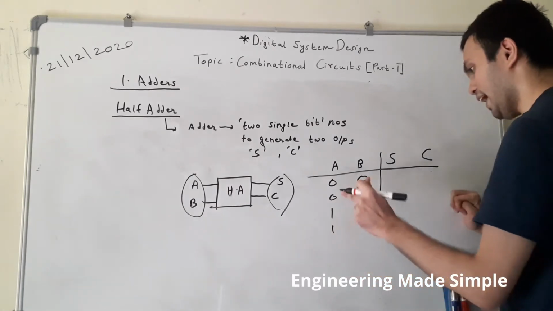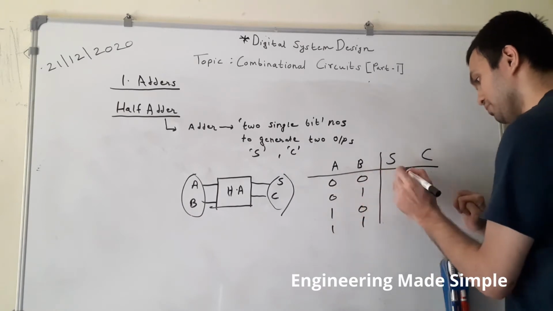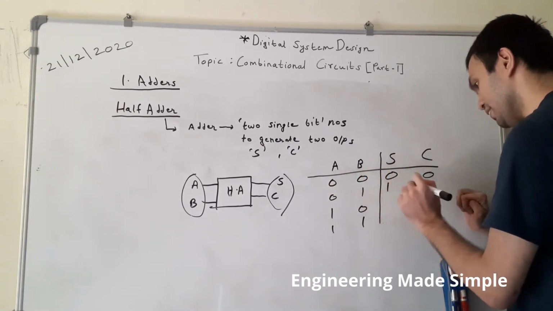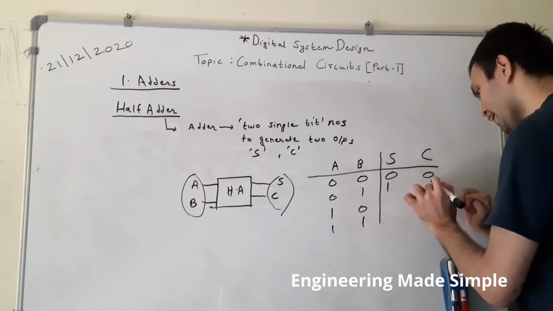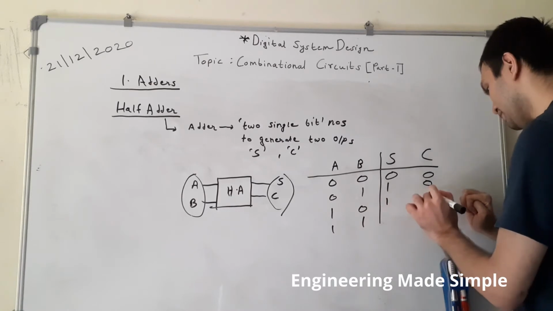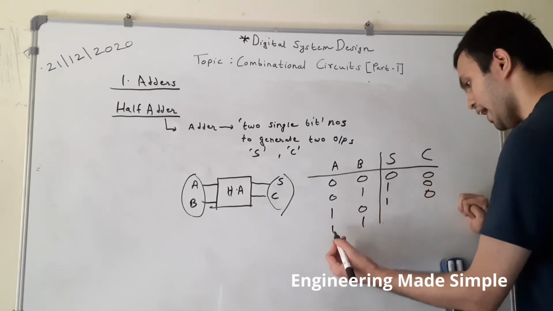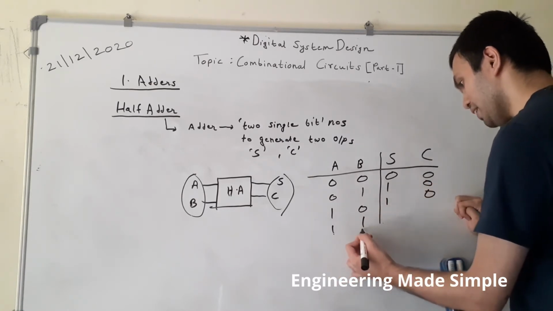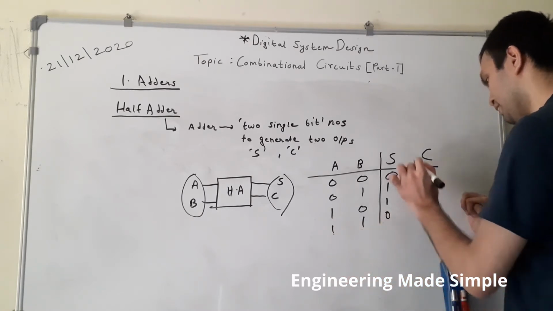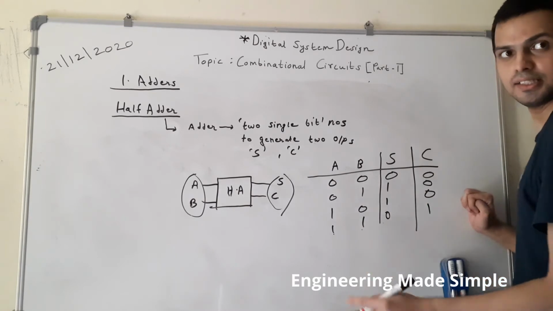Now let us start adding. So 0 plus 0, sum will be 0, carry will be 0. 0 plus 1, sum will be 1, carry will again be 0. 1 plus 0, sum will be 1, carry will be 0. And here both A is 1 and B is 1. So 1 plus 1, sum will be 0 and carry will be 1. So this is our truth table finally.